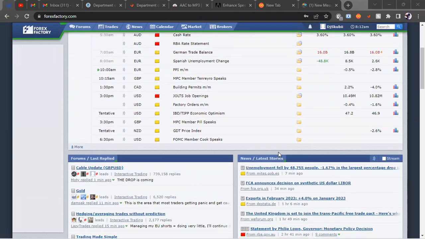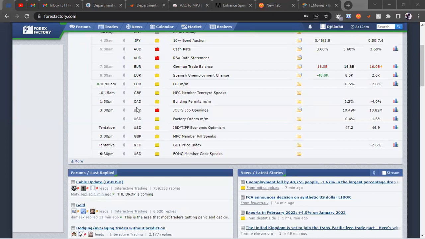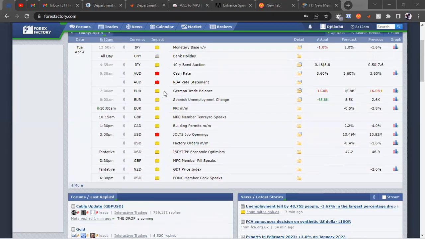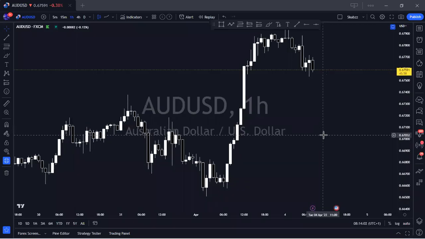Fundamental wise, we have one high impact news by 3 p.m., job openings on the USD. That's the only thing. We had high impact news on AUD, but it's already passed around 5:30. So now let's jump on our charts and see if there's anything we can find.